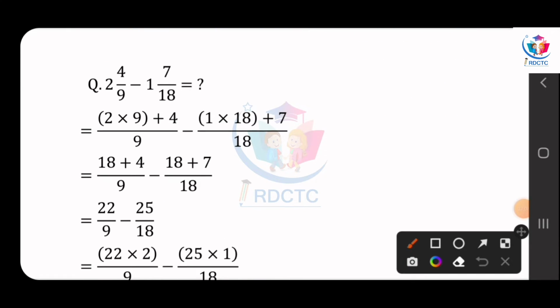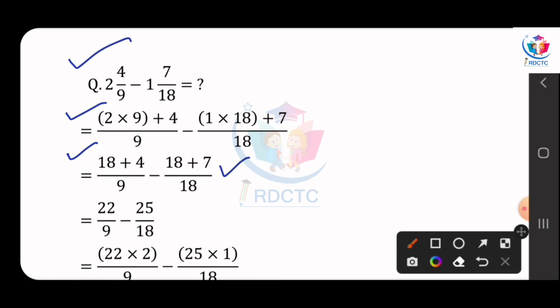It is also the subtraction of mixed fractions. 2 whole 4 by 9 minus 1 whole 7 by 18. Similarly, first we have to convert it into the improper fraction. To convert it into the improper fraction, we multiply the whole number and denominator and then we add the numerator. That is why we write here 2 into 9 plus 4 by 9 and minus 1 into 18 plus 7 by 18.